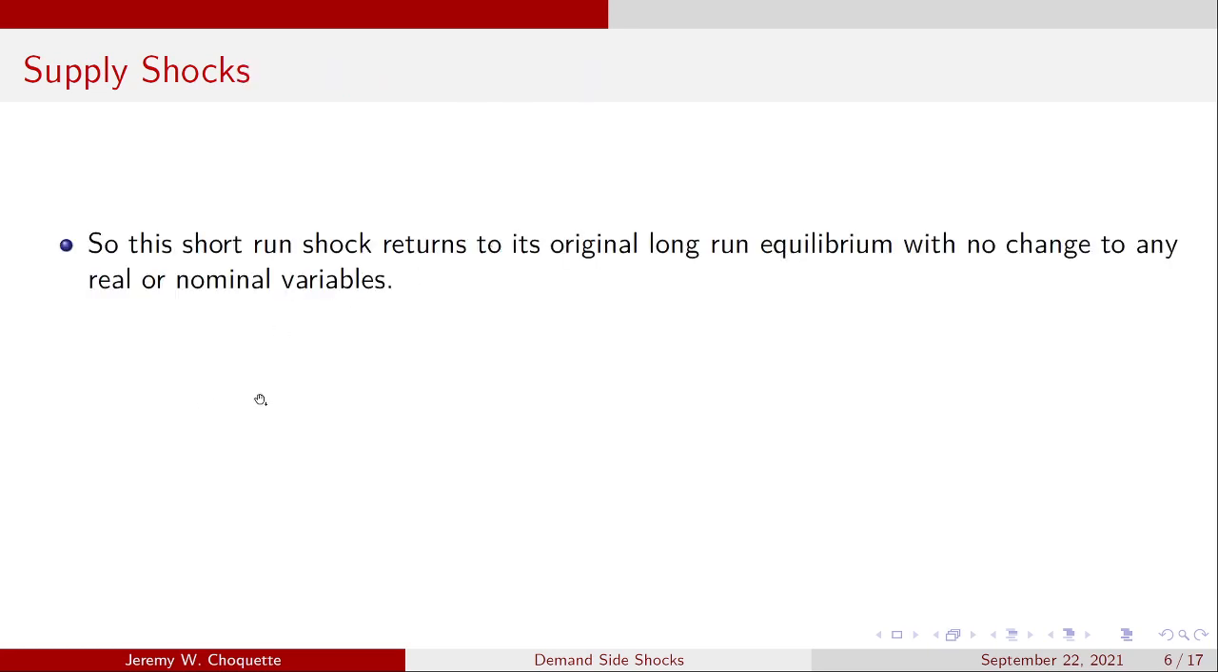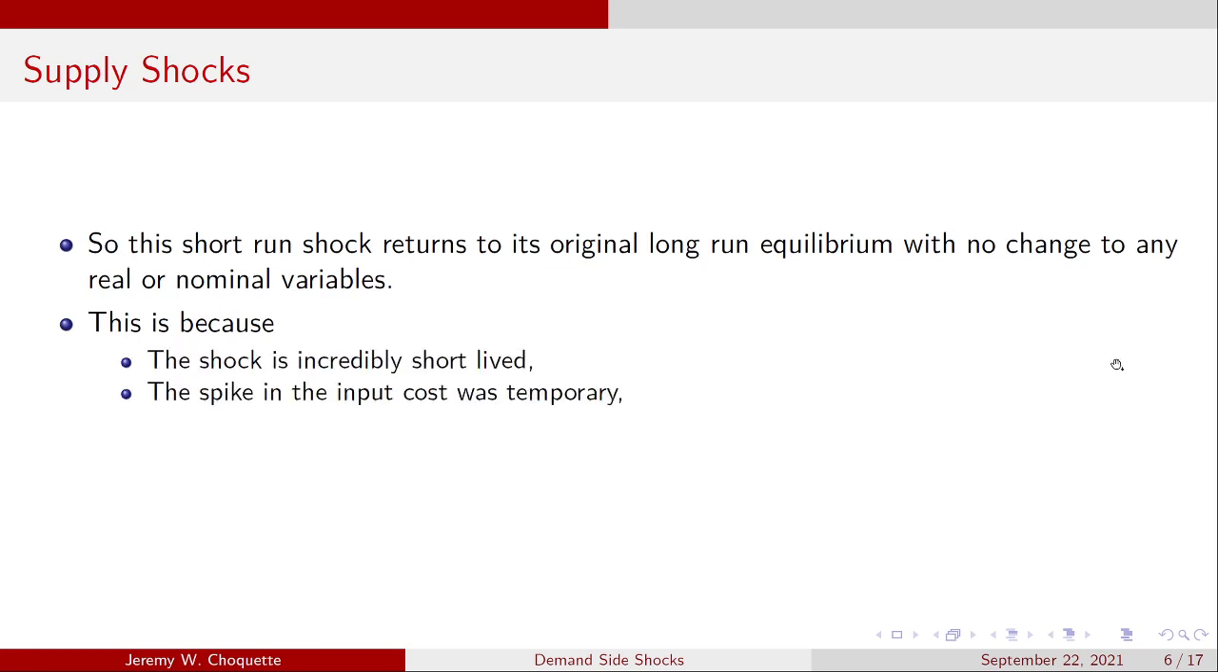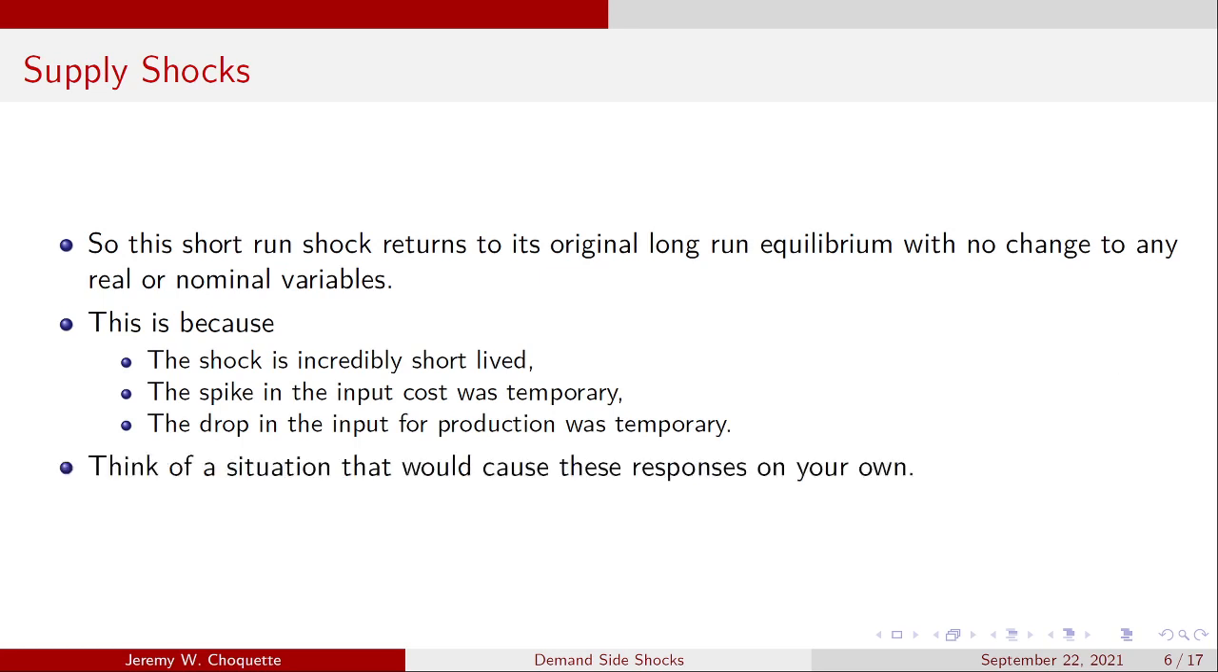So the short-run shock returns to its original long-run equilibrium with no change to any real or any nominal variables. Why is that? Well, the shock's incredibly short-lived. The spike in the input cost was temporary. The drop in the input for production was temporary. And so now I will leave it on you to think of a situation that would cause these responses.